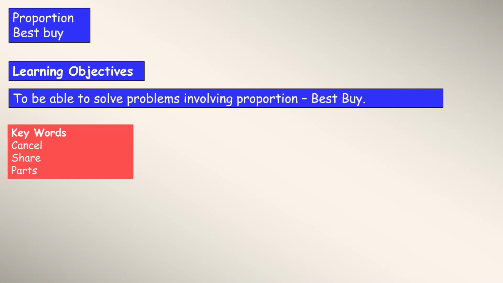Proportion. You can use proportion to determine which is the best value or best buy. So hit pause, copy the heading, lesson objective down. Once you're done, hit play and move on to the starter.